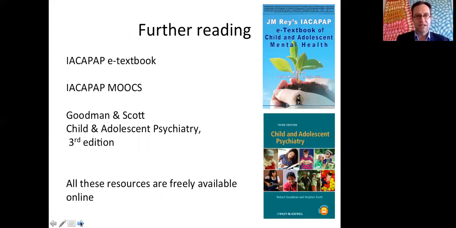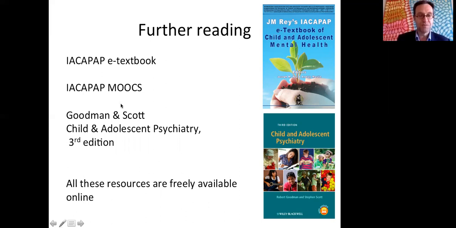Further reading, as I said, this is a brief introduction, and there are many, many other things you can go and read. Here are a few freely available resources, so anyone can go and look for them and download them and read. The IACAPAP, the International Association for Child and Adolescent Psychiatry and Allied Professions, has an e-textbook. Here it is. Just Google it. You can download chapters. You can download the whole book, and it covers the whole range of child and adolescent mental health conditions. IACAPAP also has some MOOCs, massive open online courses, videos where experts like me would be talking about particular conditions. So for those who like watching little movies, there are movies to watch.